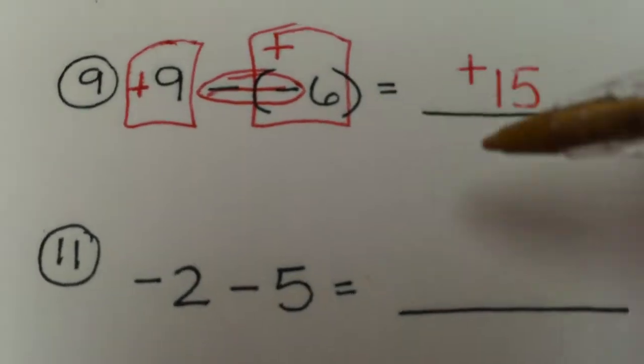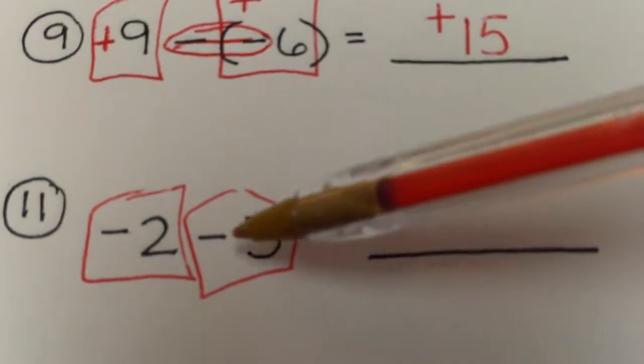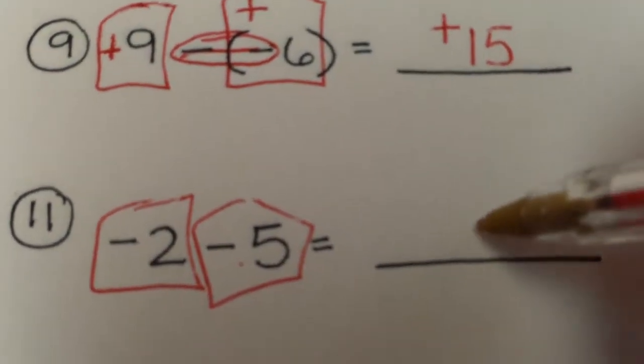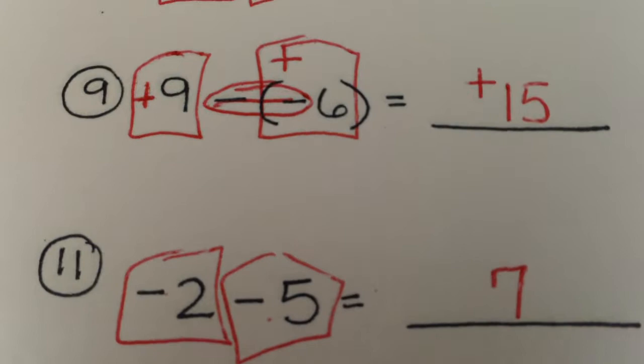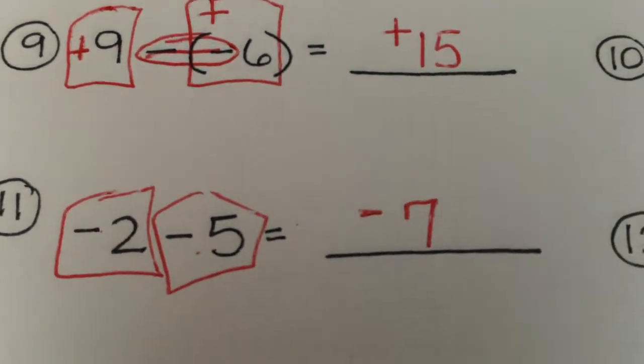Number 11, no double negatives, so we box and box. When we box together, we see a same sign situation. Same signs add. 5 plus 2 is 7, and then the sign in this case gets brought over.